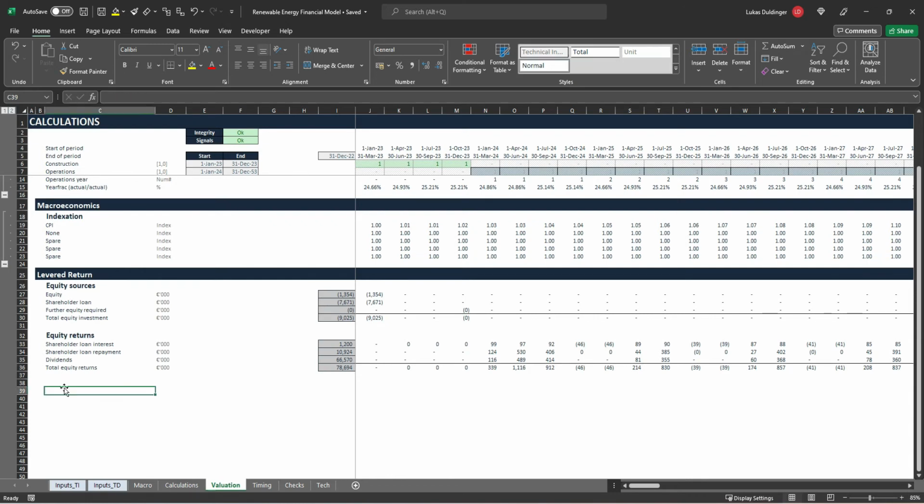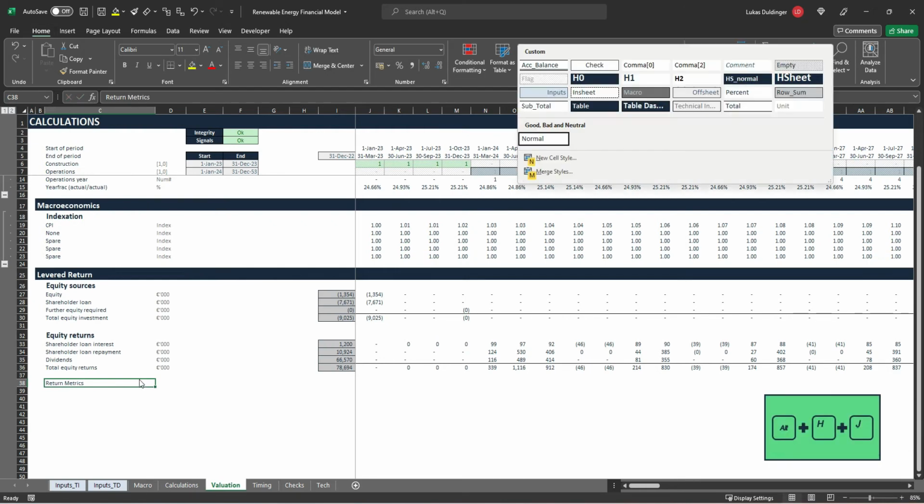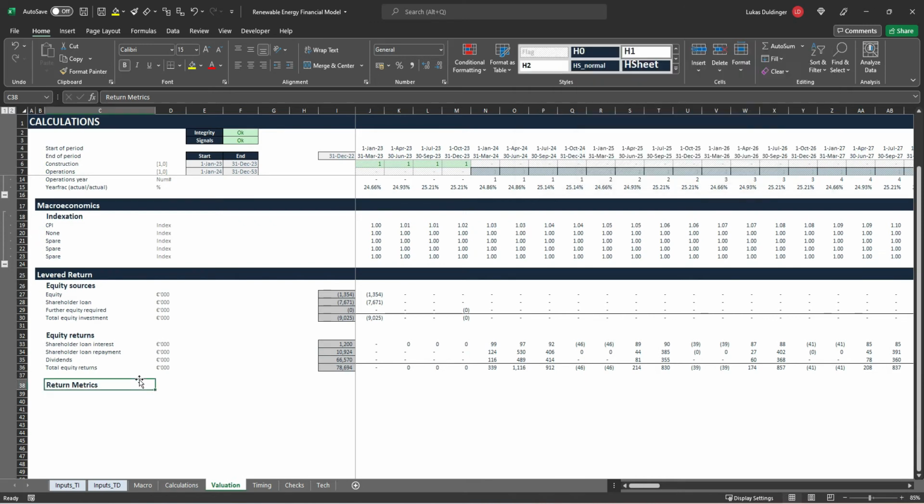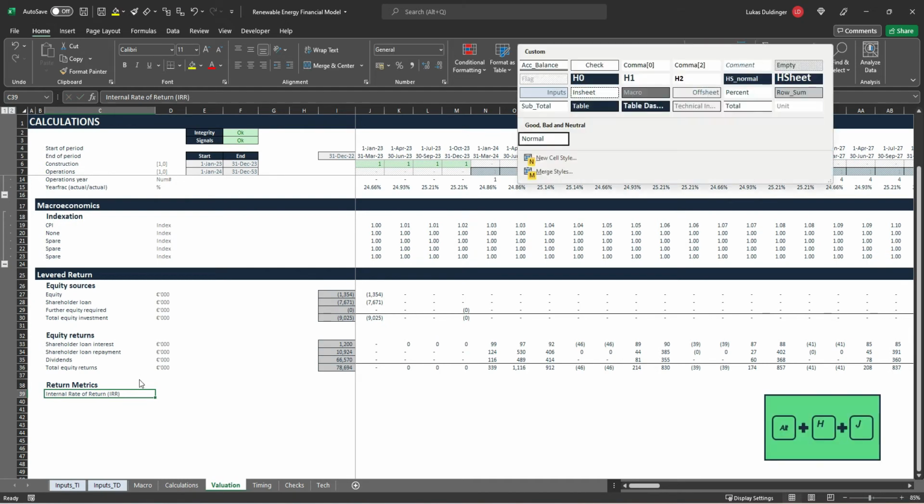And what we will do first here is give this a heading. So let's write Return Metrics, Alt HJ, that's a Header 1 style. Our first return metric will be our internal rate of return, or short IRR. Hit enter, Alt HJ, that's a Header 2 style.